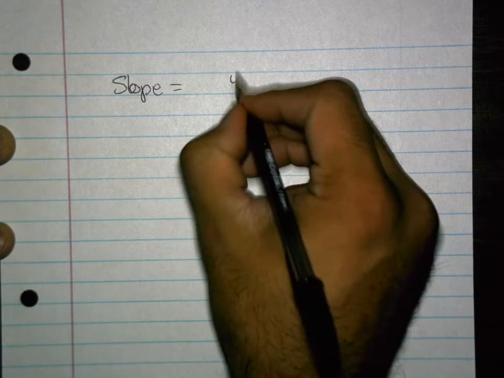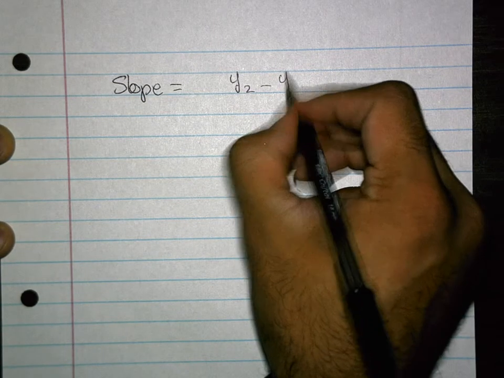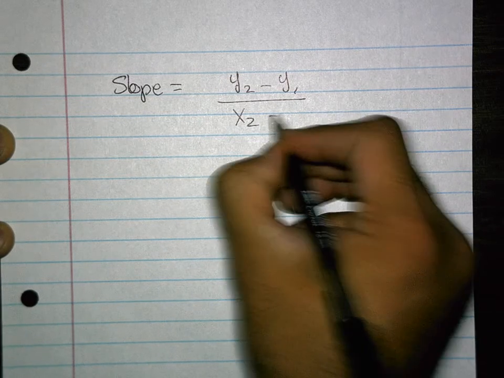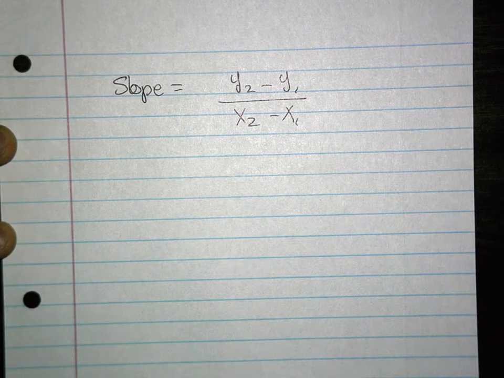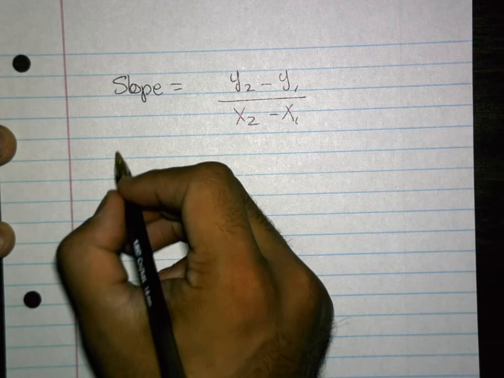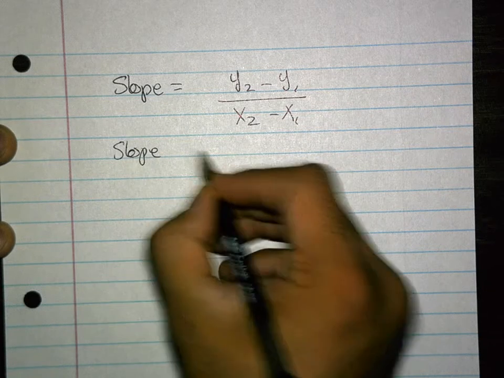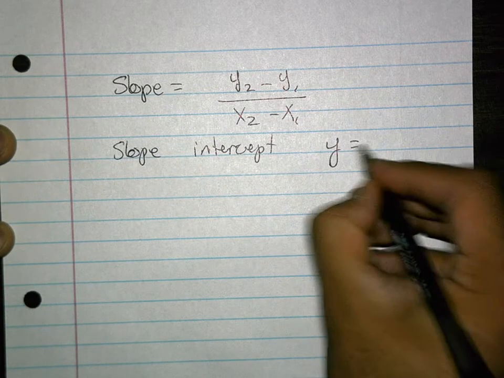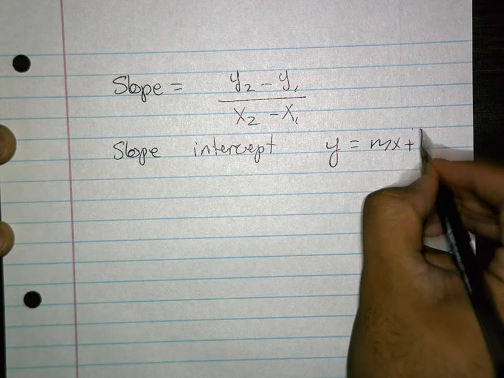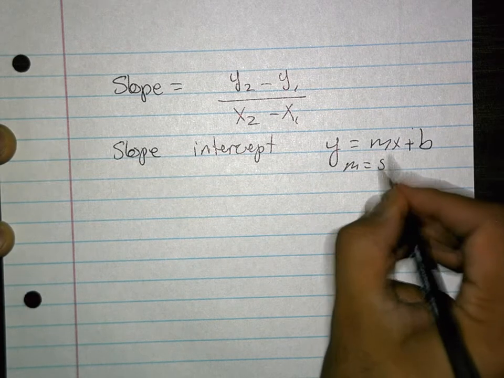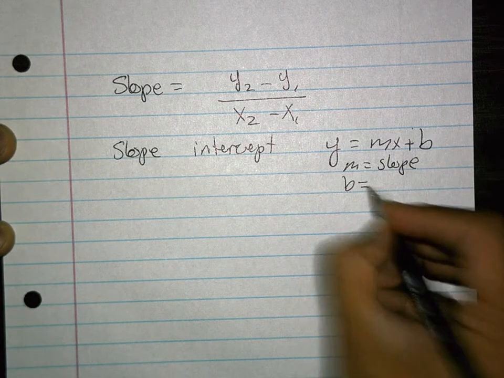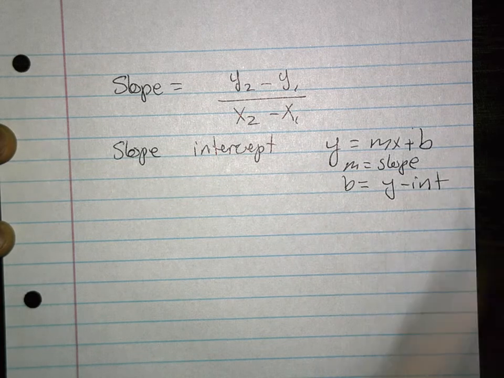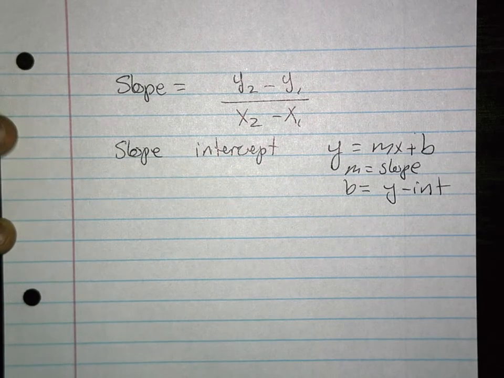Some of the ones were the slope formula, y2 minus y1 all over x2 minus x1, slope-intercept form, which is referred to as y equals mx plus b. M is the slope, and b is the y-intercept. Most of us should know that one pretty good.